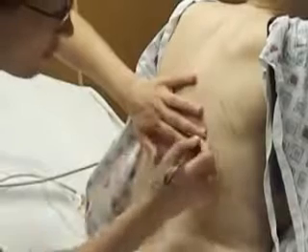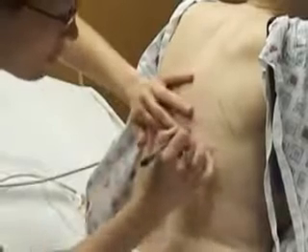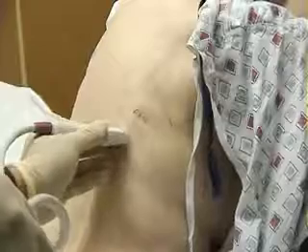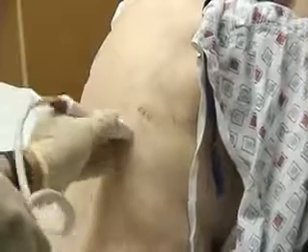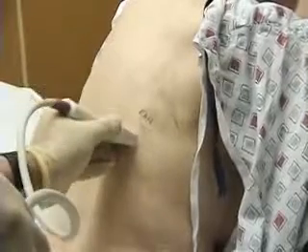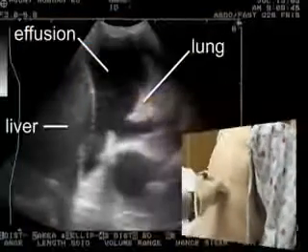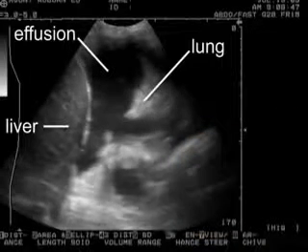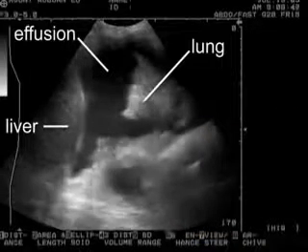The site should be 5 to 10 centimeters lateral to the spine and at least 1 or 2 intercostal spaces below the top of the effusion. The needle should not be inserted below the 9th rib. If available, bedside ultrasonography can be used to help visualize the effusion. In the patient in this video, the pleural effusion is easily visualized, as are the ipsilateral lung and the liver.